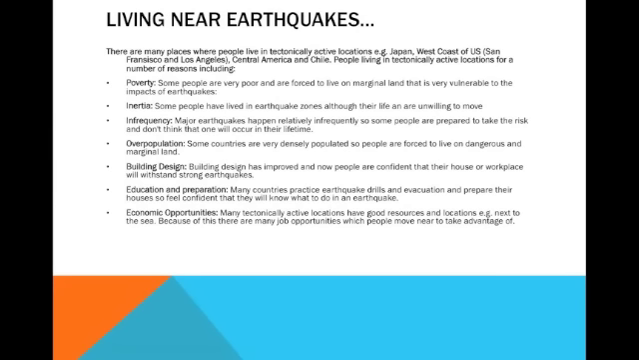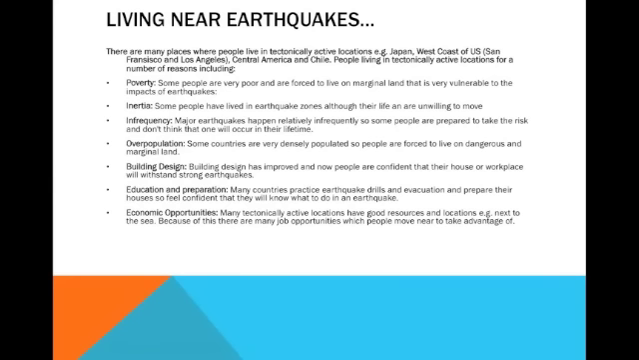So, living near earthquakes. There are many places where people live in tectonically active locations like Japan, San Francisco, LA, Central America, and Chile. They live there for a number of reasons. Well, firstly, poverty. Some people are very poor and are forced to live on marginal land that is very vulnerable to the impact of earthquakes, simply because they can't afford to leave.